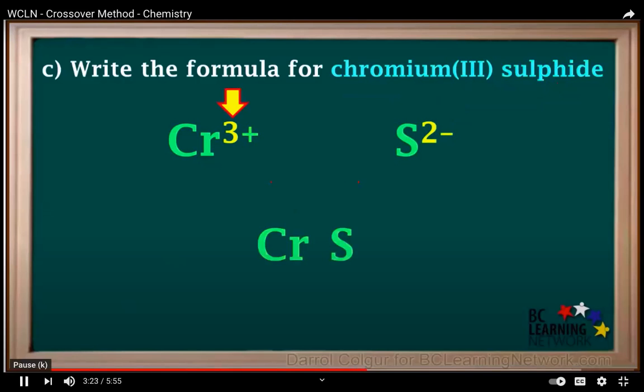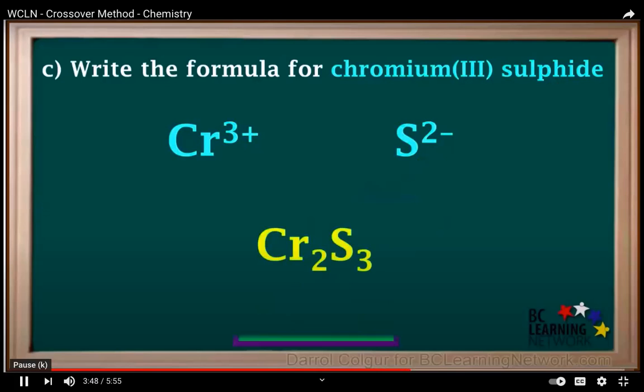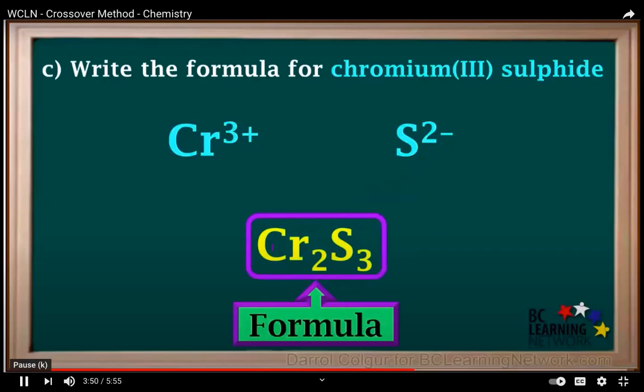We take the 3 from the charge on the chromium, cross over, and write 3 next to sulfur in the formula. And we take the 2 from the 2 minus charge on the sulfide ion, cross over, and write 2 next to chromium in the formula. There is no number other than 1 that will divide into 2 and 3, so this formula cannot be simplified. So the final formula for chromium 3 sulfide is Cr2S3.